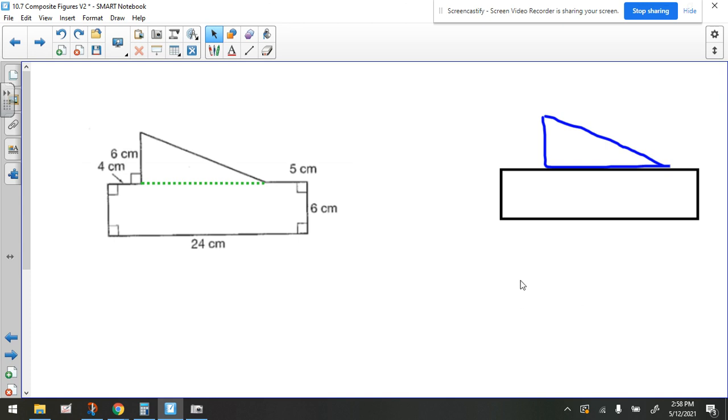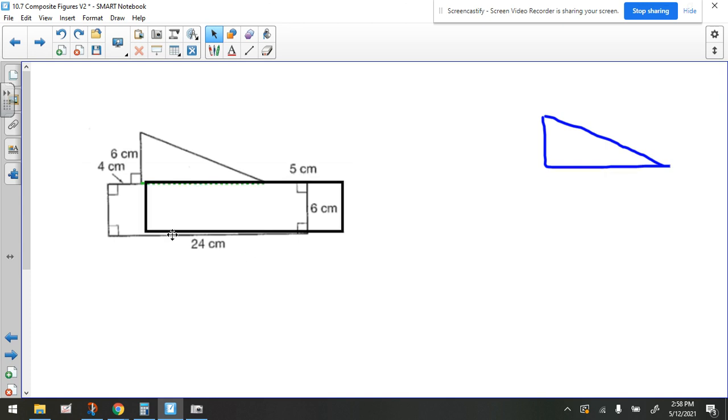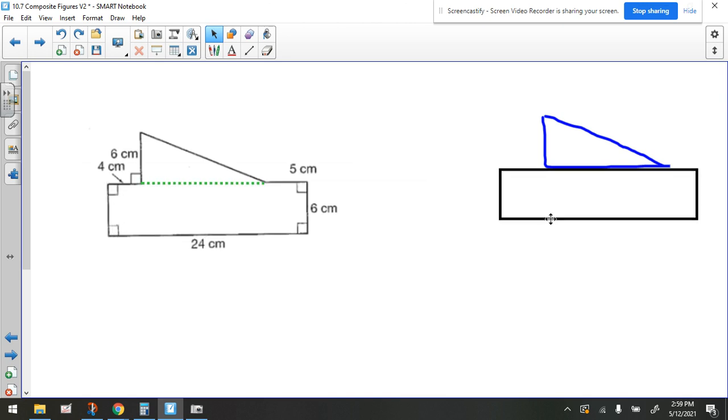So let's start with the easy part, which is this rectangle. You want to find the two numbers that are perpendicular to each other, and the bottom number of 24 is the base, and the 6 that you see on the side would be the height. So that's pretty simple. You're just going to be multiplying 24 times 6 to get the area of the rectangle.